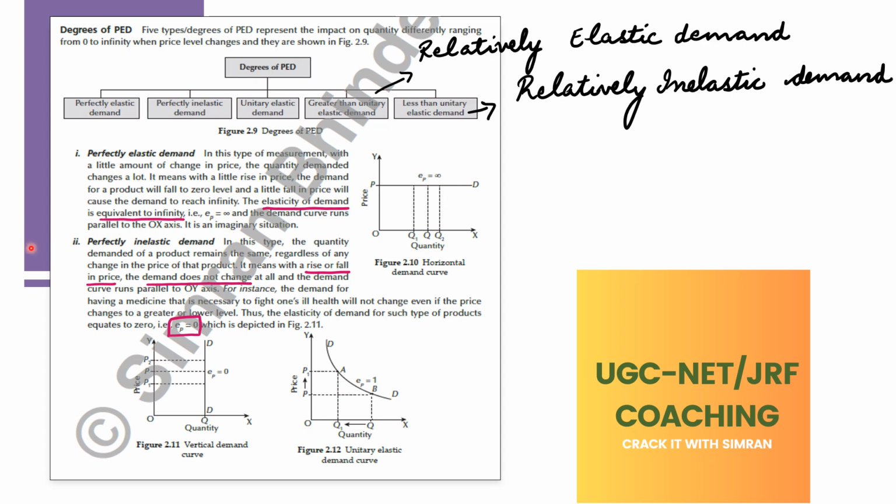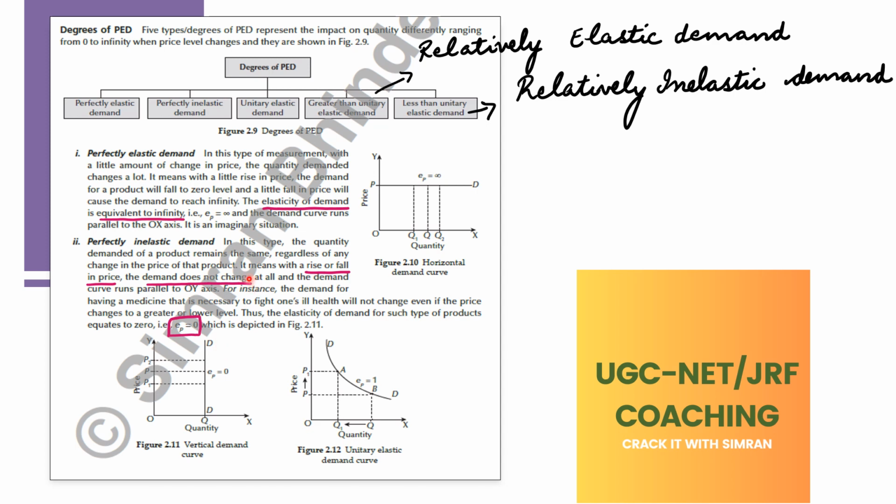So the second type or degree of price elasticity of demand is called perfectly inelastic demand. In this type, the quantity demanded of a product remains the same regardless of any change in the price of that product. Let's see in this figure, even if the price rises from OP to OP2 or falls from OP to OP1, you can see the demand curve stands parallel to the OY axis. There is no change, right? So this is called perfectly inelastic demand.